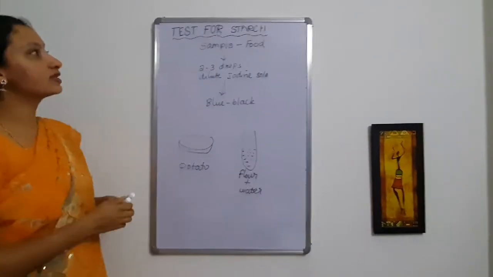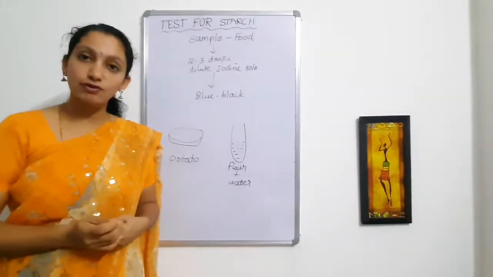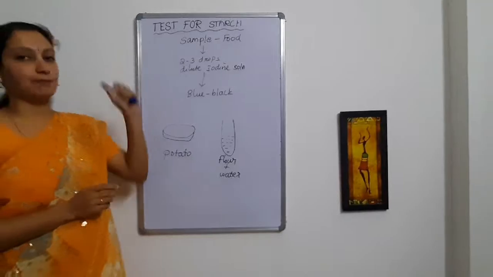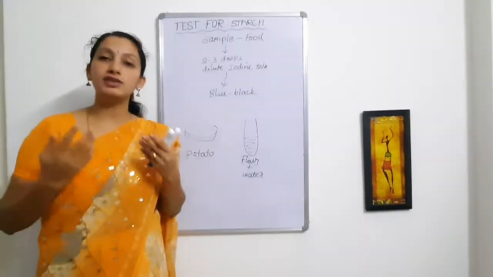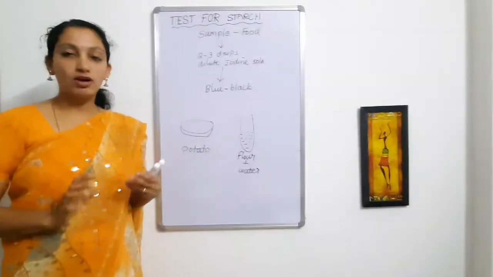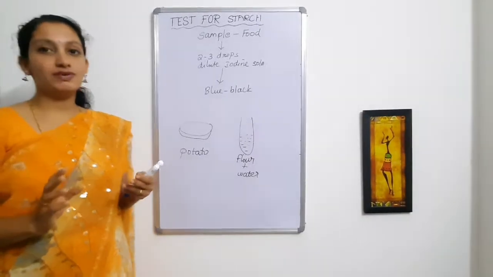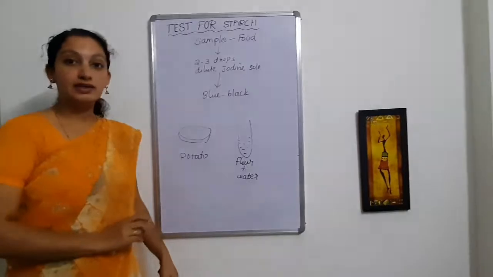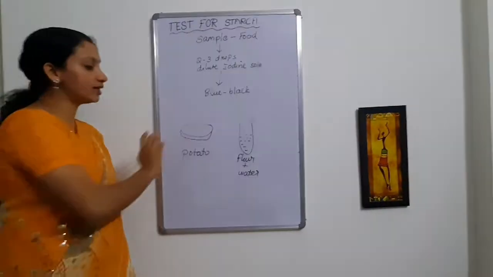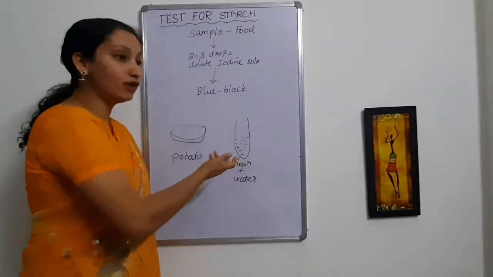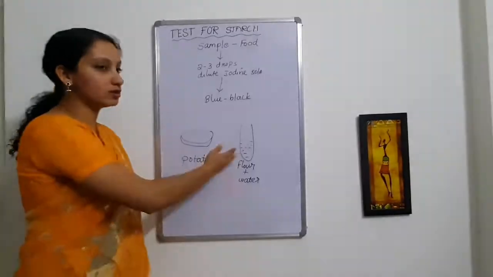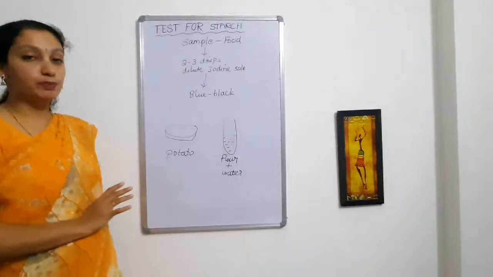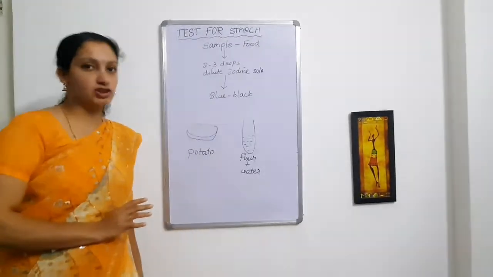The first one is test for starch, that is test for carbohydrate. Here I wrote sample. Sample means what we are going to test, that is called the food sample. We have two samples here. We can do either one of these tests. We can use potato, or if you have the wheat flour that you use to make chapati, we can use that also. These two are going to prove the presence of starch content.